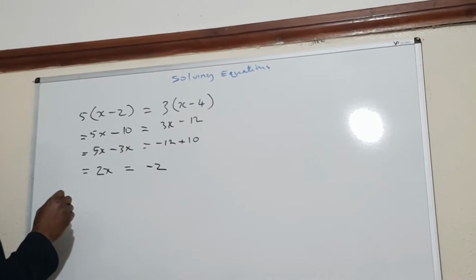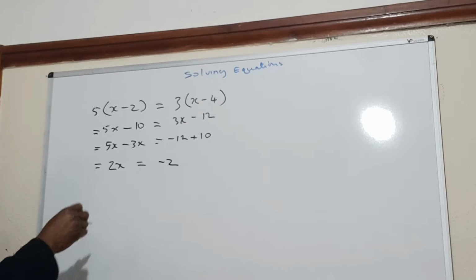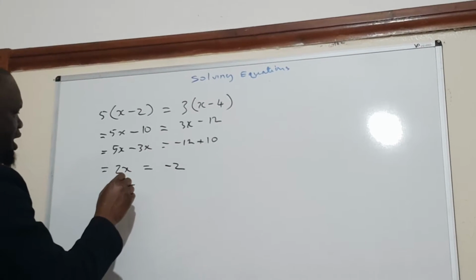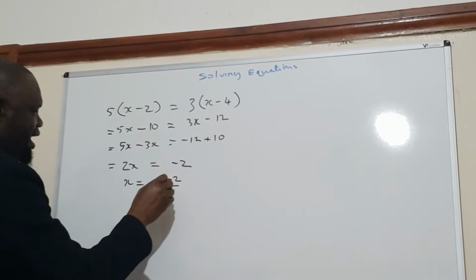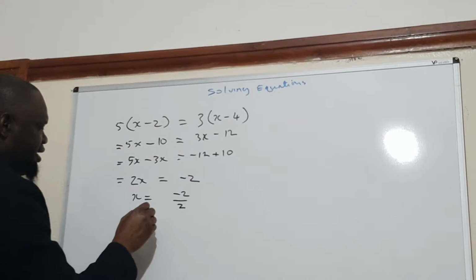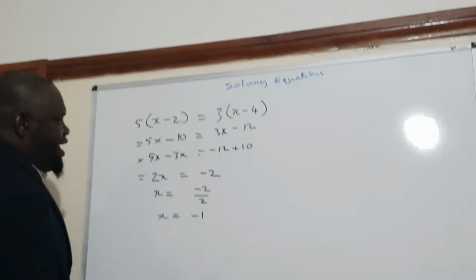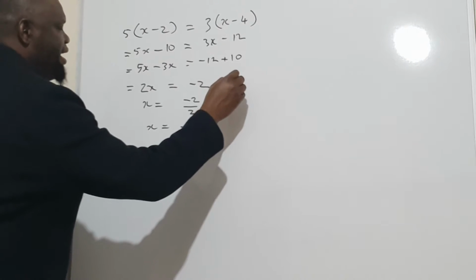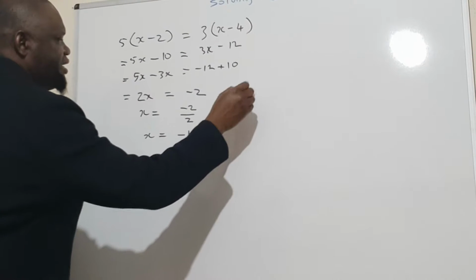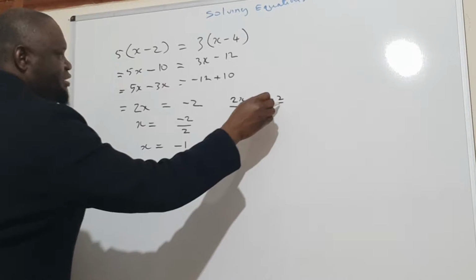Minus 2, isn't it? So what do we do? What will x be? x will be minus 2 divided by 2, isn't it? So x is equal to minus 1. Or as they do in English school, they say divide both sides by 2. Balance it, yes, divide by 2 by 2.